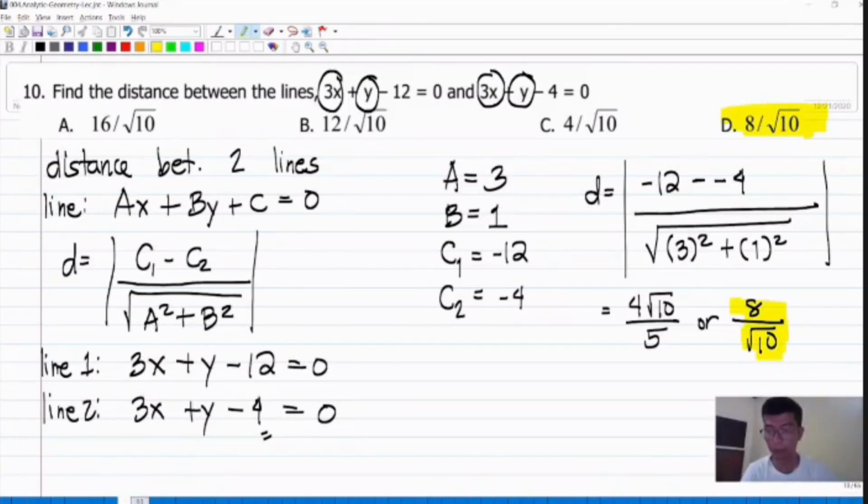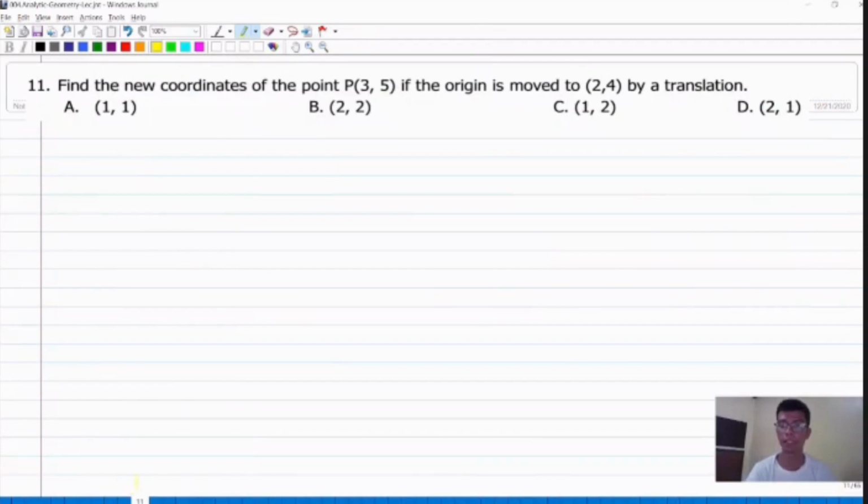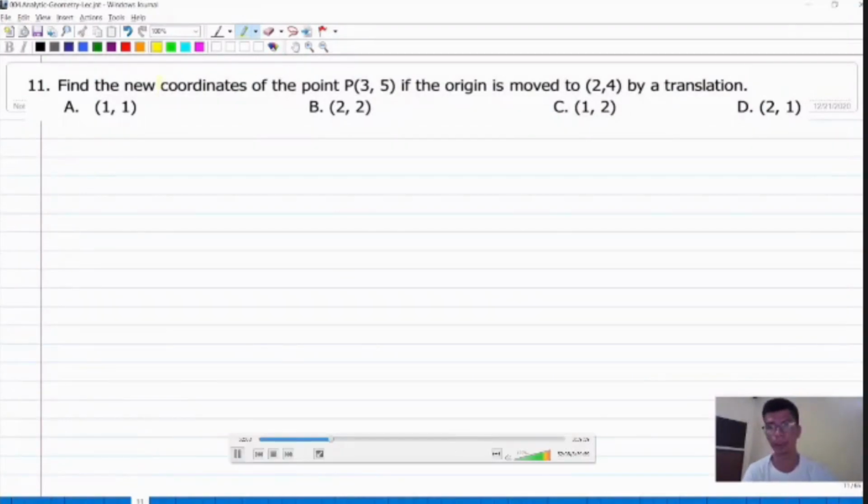Let us proceed. Number 11. Find the new coordinates of the point P(3, -5) if the origin is moved to (2, 4) by a translation. So the topic here is the translation of axis.